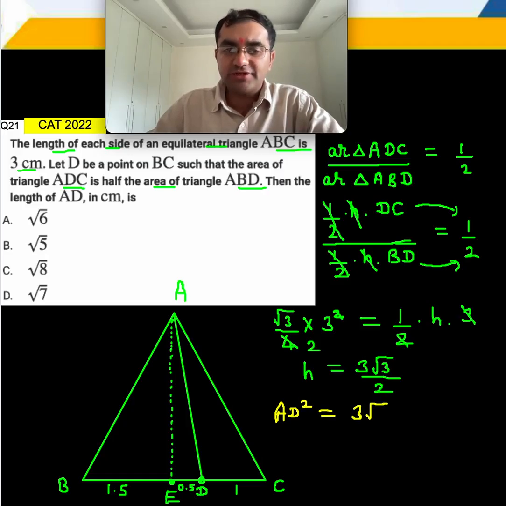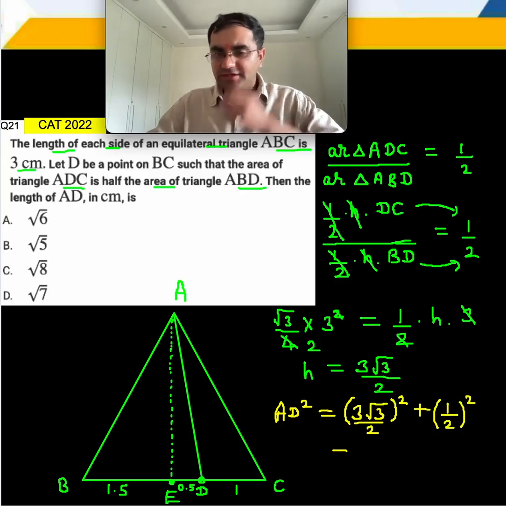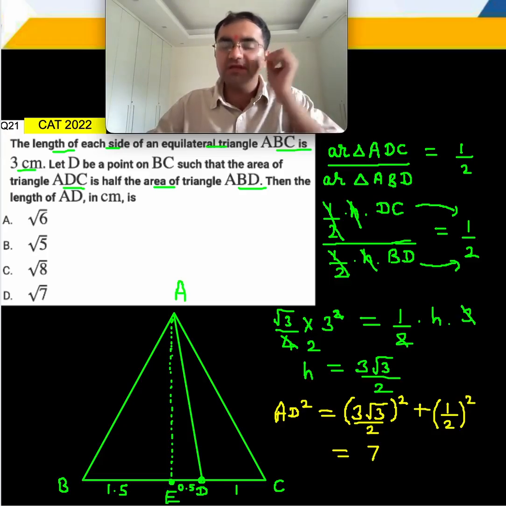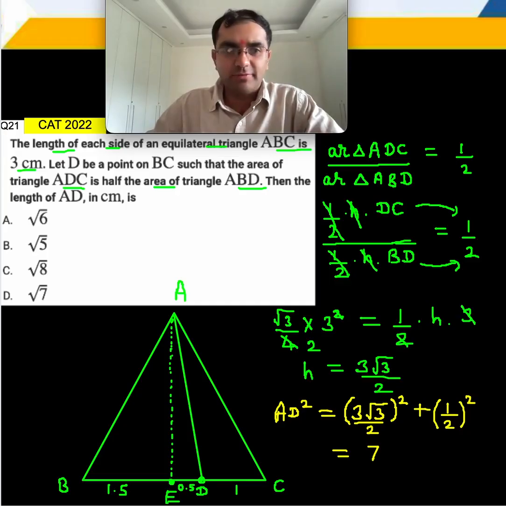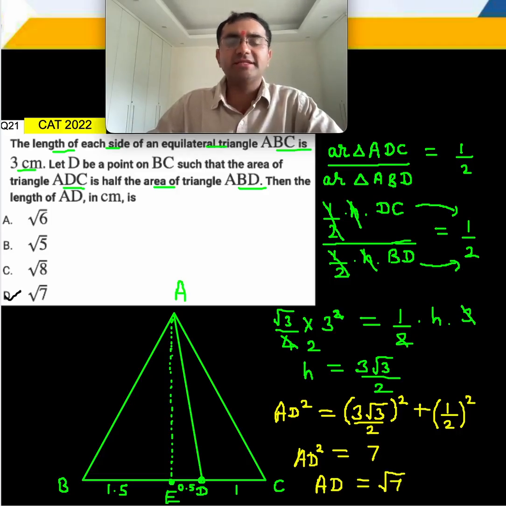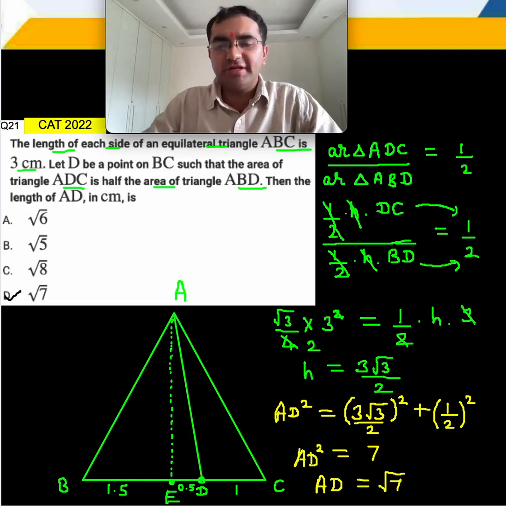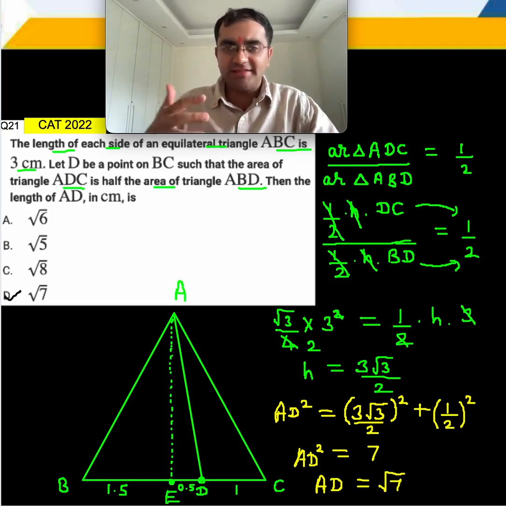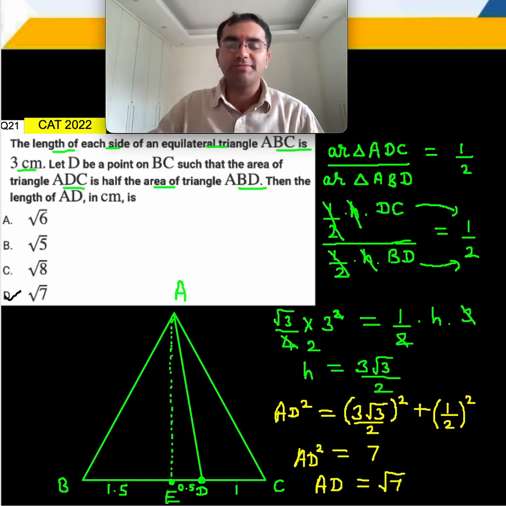AD square is (3 root 3 upon 2) whole square plus ED square, that is half square. Let's solve this. 27/4 plus 1/4, 28/4, that is 7. AD square is 7, so AD becomes root 7. And the answer is D part. So this was definitely a slightly lengthy question with multiple properties being used. Nice question for the exam.